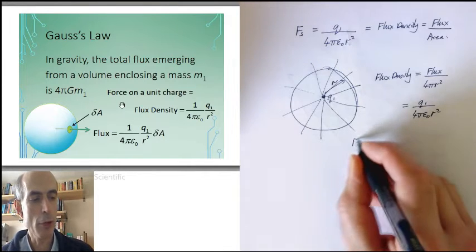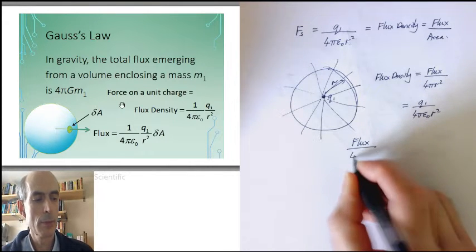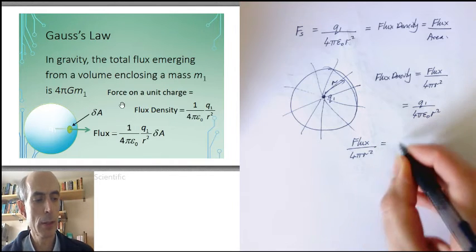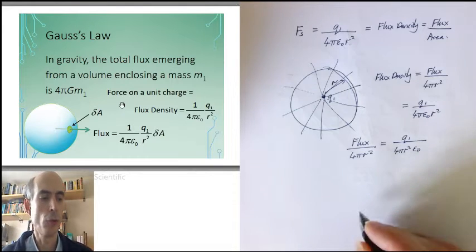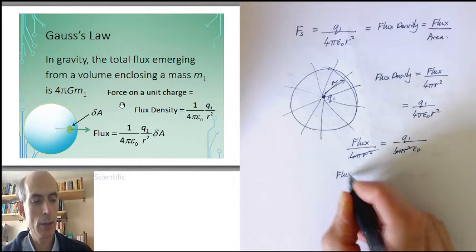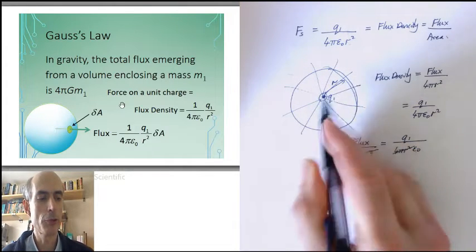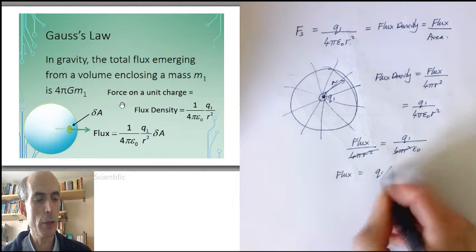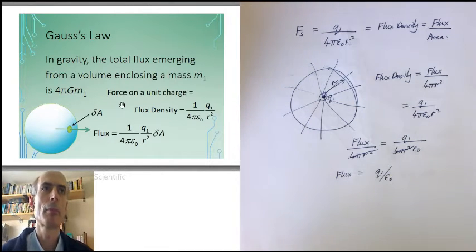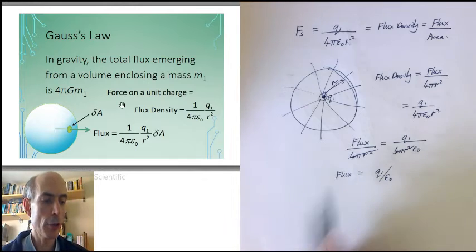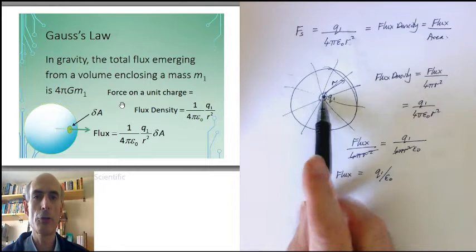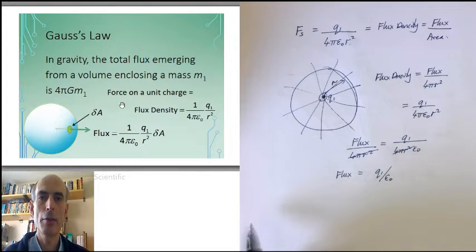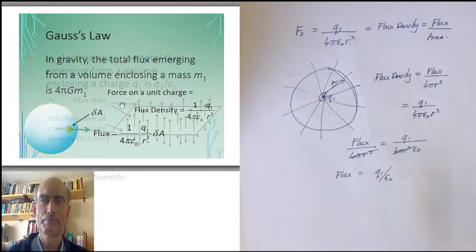So we get that the flux over 4 pi r squared is equal to Q1 over 4 pi r squared times epsilon naught. The 4 pi r squareds cancel. Net result, the total flux emerging from this charge Q1 is Q1 divided by epsilon naught. And it's generally true. The flux emerging from a charge of Q is Q over epsilon naught. And this is what Gauss's law tells us.